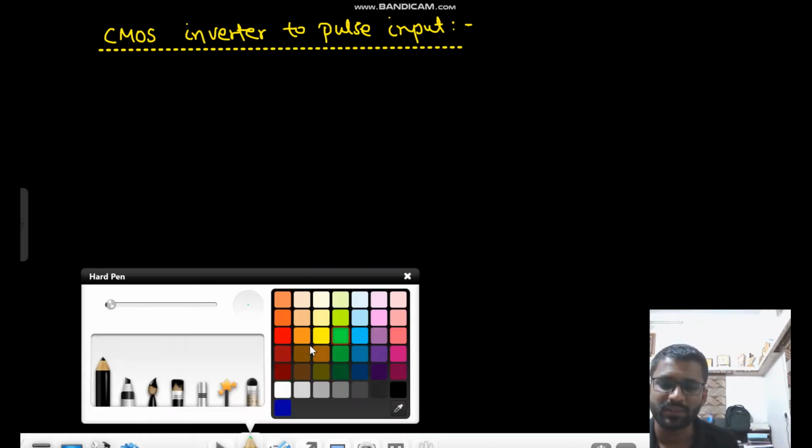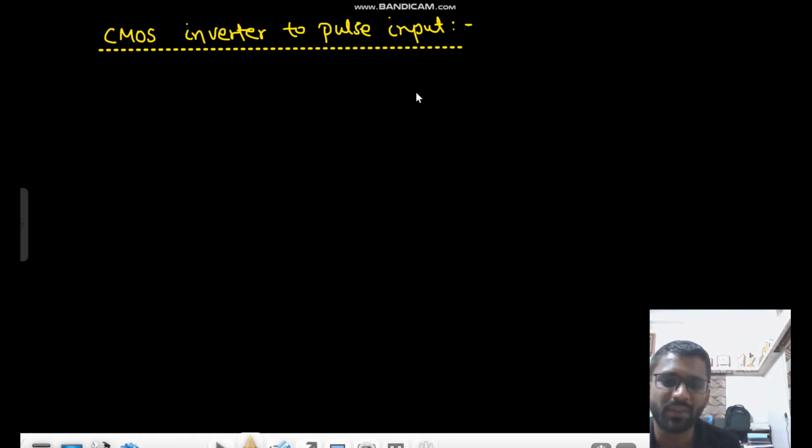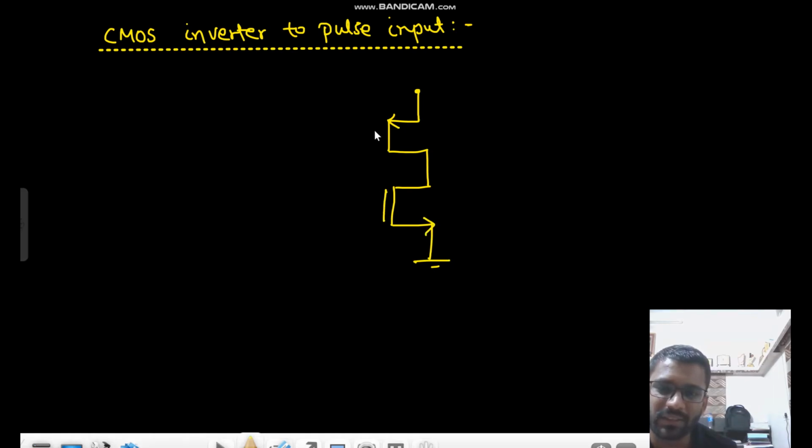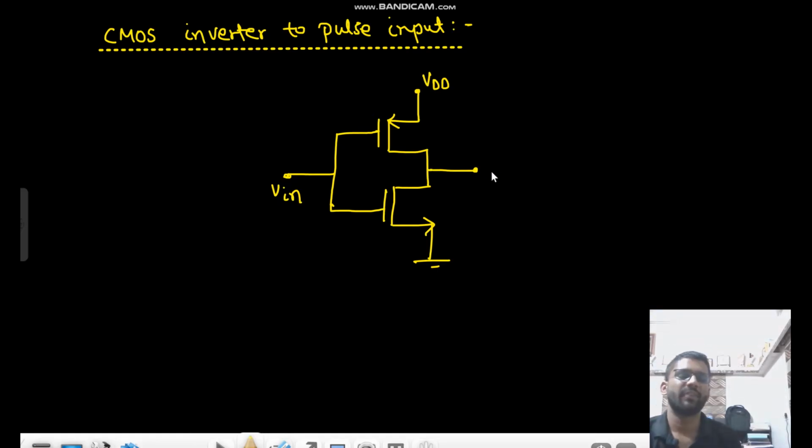Now we will see the CMOS inverter. First we will analyze the CMOS inverter for pulse input. So what is the circuitry of the CMOS inverter? This is the PMOS, and then in series with the NMOS. Both have a common input Vin, and this is VDD. From the drain of NMOS and the drain of PMOS we get the output. This is the circuitry of the CMOS inverter.